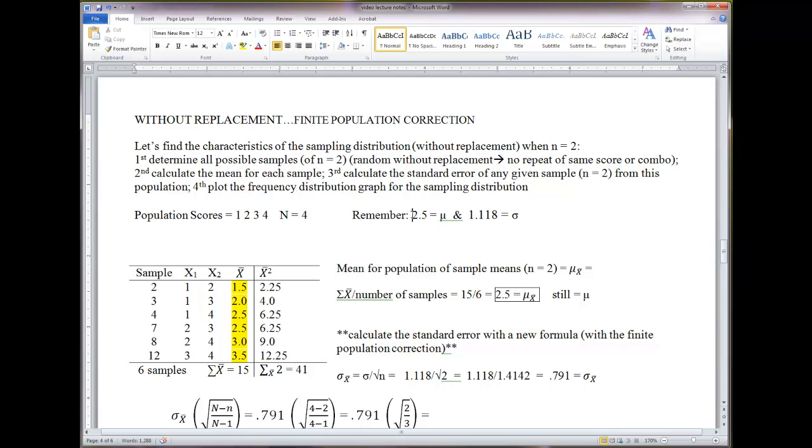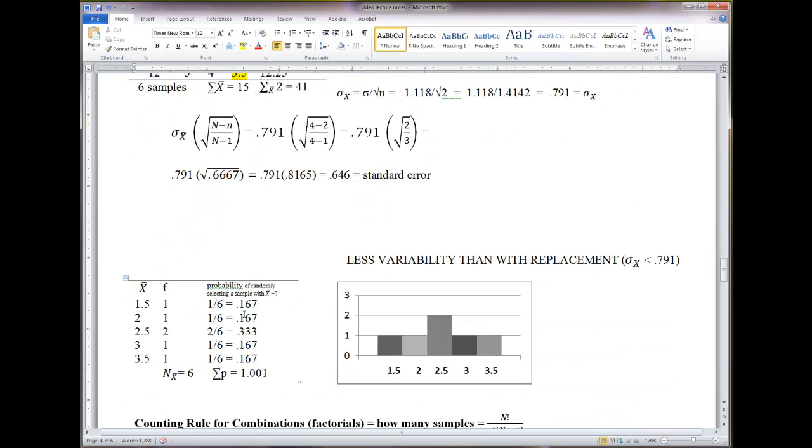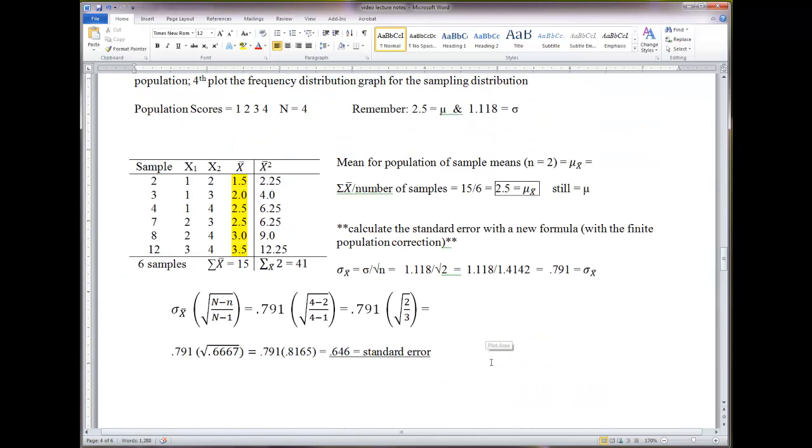So in other words, the mean for our sampling distribution without replacement still equals the population mean, just like the mean for the sampling distribution with replacement equals the population mean. Another good way to check your work is to make sure that the mean of this sampling distribution, adding all these scores together and dividing by the total number of samples, so 15 divided by 6, is equal to the population mean. Now these scores are highlighted because these represent the contents of the sampling distribution, and these are what we'll use eventually to put into a frequency distribution table to see what the sampling distribution would look like if we drew it by hand.